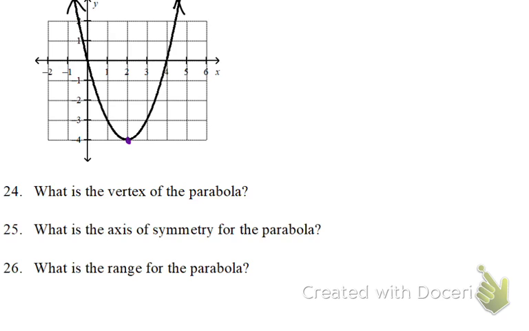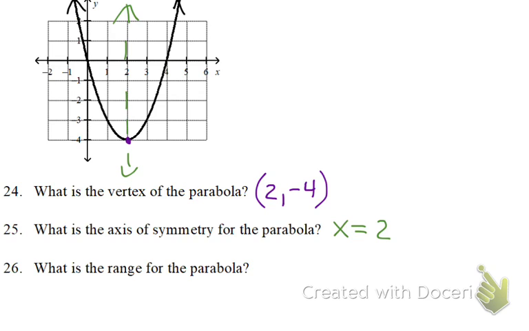Vertex, that's either going to be your minimum point or your maximum point. So in this case, it's the point (2, -4). It's a minimum. Axis of symmetry, that's the line that would split your parabola in half. And so in this case, it's the line x equals 2. For quadratic functions, it's always going to be a vertical line.